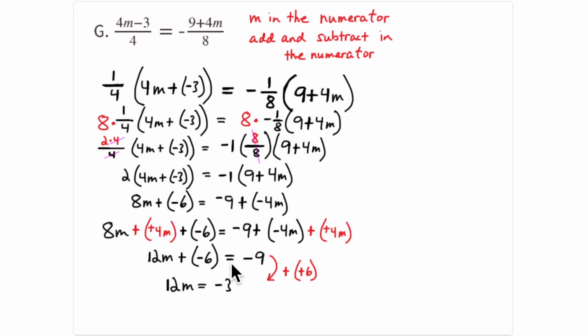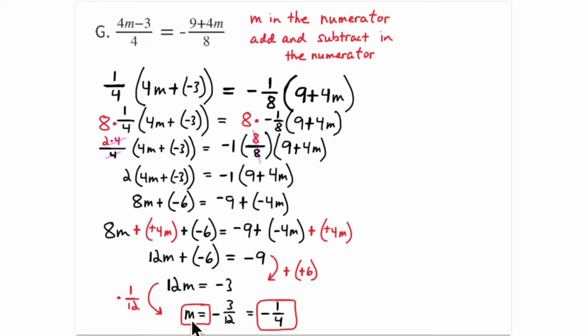All right, I'm going to take a little bit of a shortcut here and just say that adding a positive 6, the additive inverse of a negative 6, is a positive 6. You're adding that to both sides. So this becomes 12m. Gotten rid of that because you're adding it with the positive 6. And on this side, a negative 9 plus a positive 6 is negative 3. And how do you get rid of that 12 right there? You turn that into a 1 by multiplying by the multiplicative inverse. So it's 1/12 times 12m is m, and 1/12 times negative 3 is a negative 3/12.